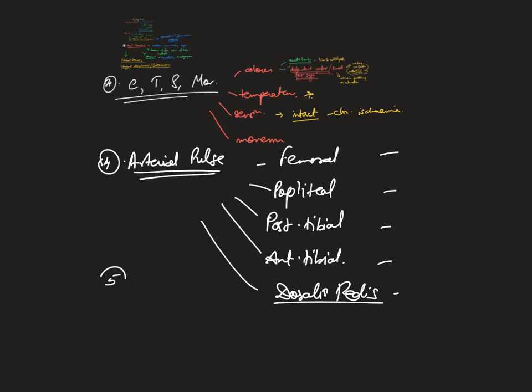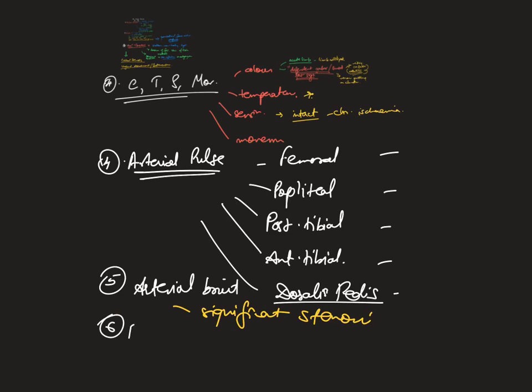Other findings that are important are you may get auscultation of arterial bruit that implies significant stenosis. You may hear a murmur, pansystolic murmur, or a machinery murmur. We should actually say that it's a machinery murmur. And that happens in the case of AV fistula.